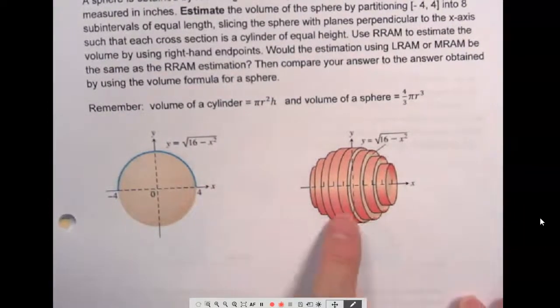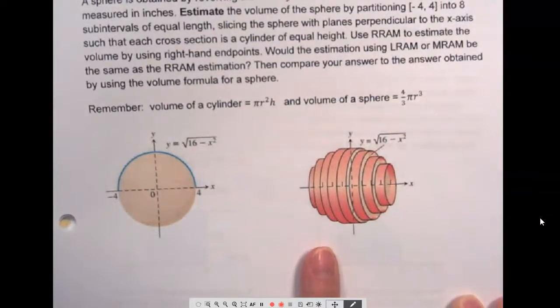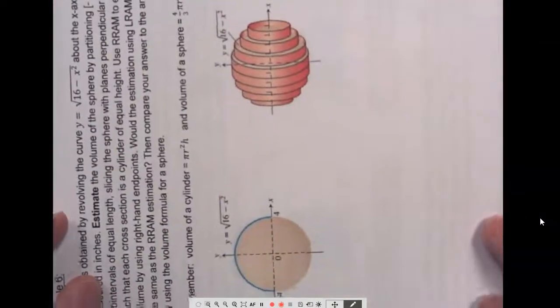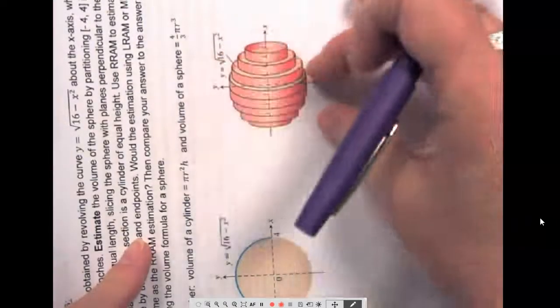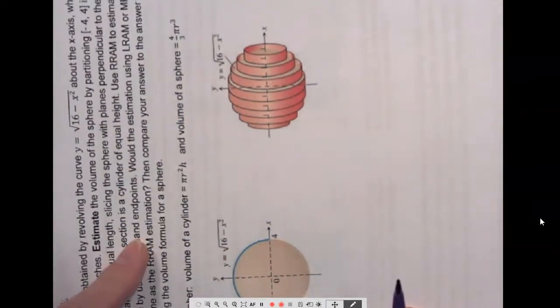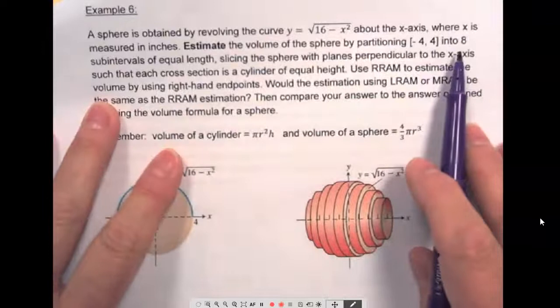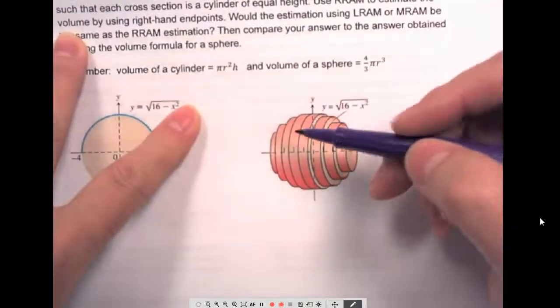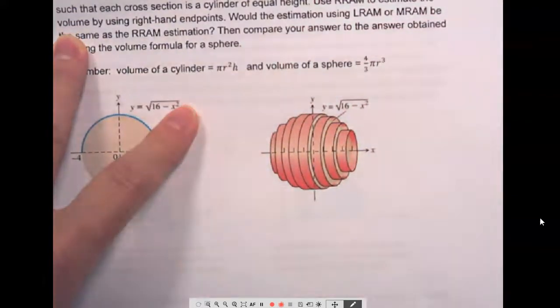So what I'm going to do is take this and slice it perpendicular to the x-axis, so that each slice, it's kind of easier for me to see if I turn it, each slice is a cylinder. Now, the more slicing I do, the thinner the cylinders are and the more accurate my estimation would be. The chunkier those slices are, the less accurate it would be, just like with the rectangles that I talked about yesterday. Okay, so for simplicity's sake and time's sake, we are slicing this into 8 subintervals. So I have 1, 2, 3, 4, 5, 6, 7, 8 cylinders.